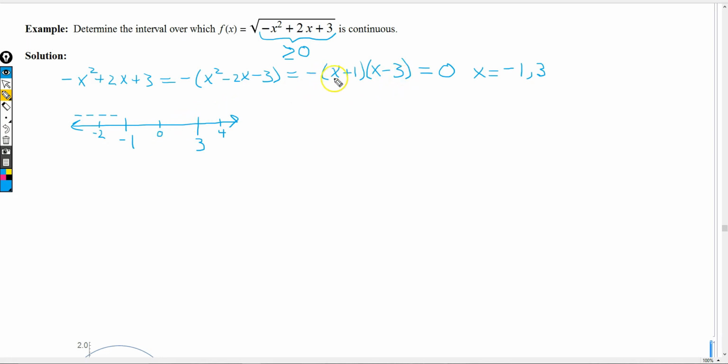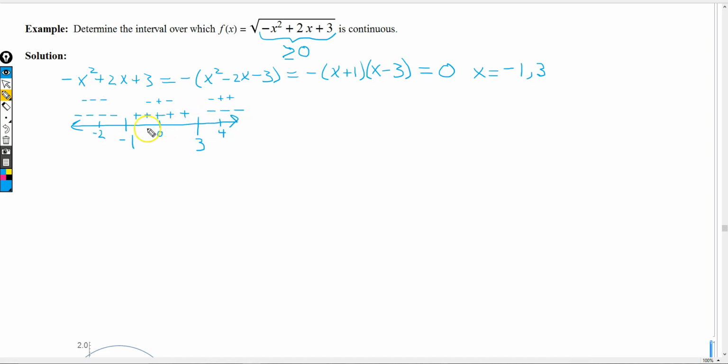Now if you put 0 in here, you're going to get negative times a positive times a negative, right? That's going to be a positive number. So we are going to be positive from -1 to 3. All right, that's the interval we're looking for. If we put 4 in here just to check, we're going to get negative times positive times positive. That's going to be negative. And over here we were negative, negative, negative.